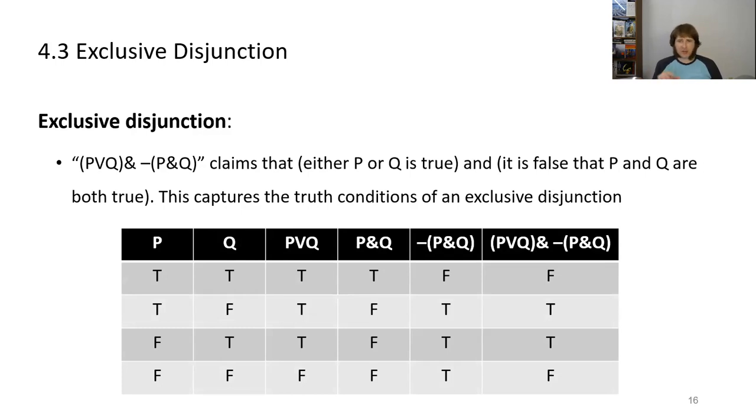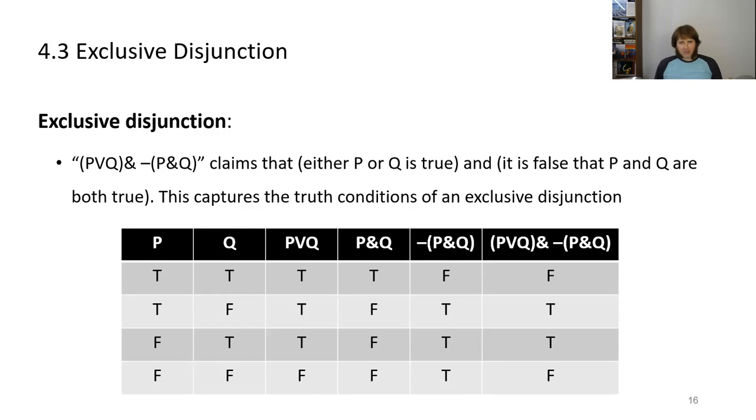So as you see in columns 3 and 4, in column 3, P and Q is true, false, false, false. So that's column 4. Column 5, not P and Q. There we have the values false, true, true, true. Whenever P and Q is true, not P and Q is false, and vice versa.